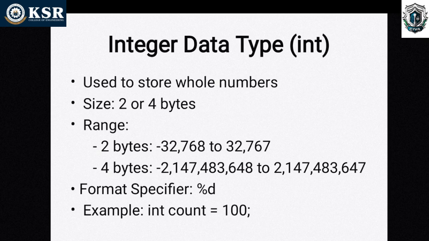The format specifier for integer is %d. Before that, what is a format specifier? It provides an instruction to input and output functions like printf and scanf on how to interpret and display data. Let's see the example for integer data type: int count = 100; Here it is the example for integer data type.